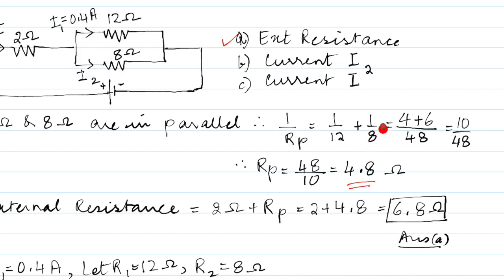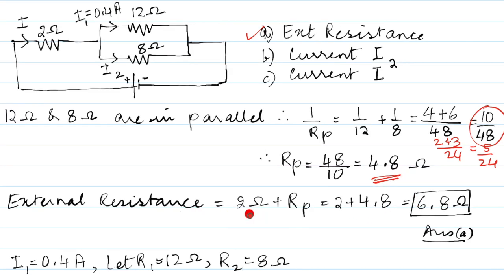Okay, so if you had taken 24 as the LCM, you would have got 12 twos plus 8 threes. So you would have got 5 upon 24, which is this anyway. And then you will say Rp will be 24 upon 5, which is the same thing. Doesn't matter. As long as you get this, you will get your mark. So external resistance will be this 2 ohm plus this Rp, that is 2 plus 4.8, that is 6.8 ohm, and that is our first mark.